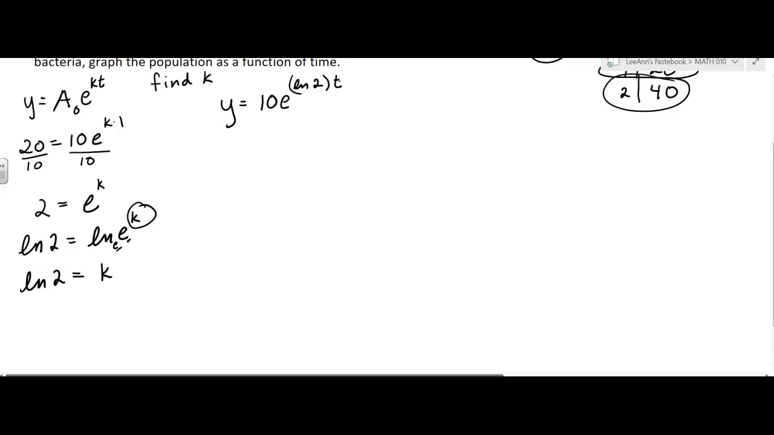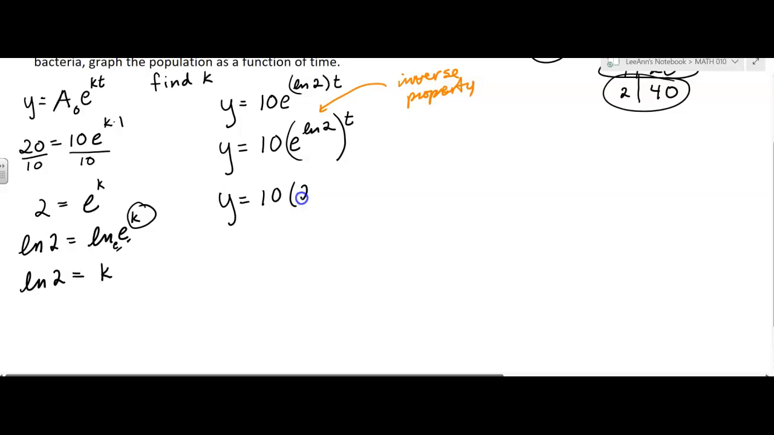Okay. Now, I'm going to write this a little bit differently so you can see it. 10 e to the natural log of 2 to the power of t. Now this right here, we're going to use the other inverse property. So you might have to go back and hopefully you'll have a sheet that has the logarithmic properties written down. But it says that that's just going to be 2. So now I get my model to say y equals 10 times 2 to the power of t. Okay, and now I can think about graphing things.